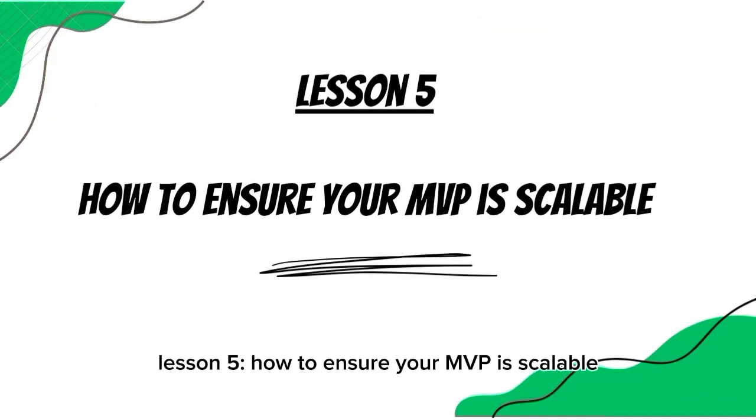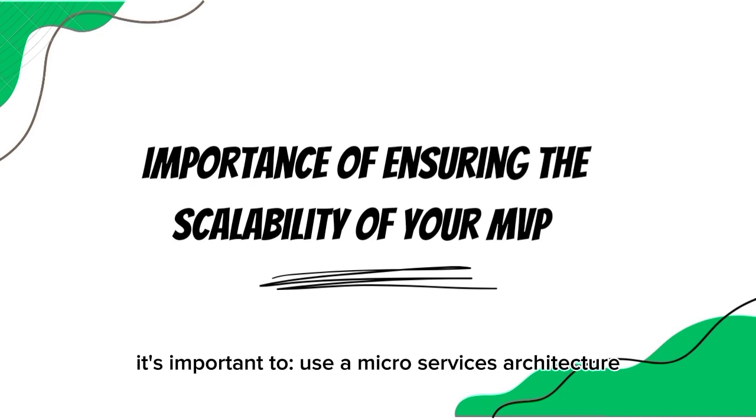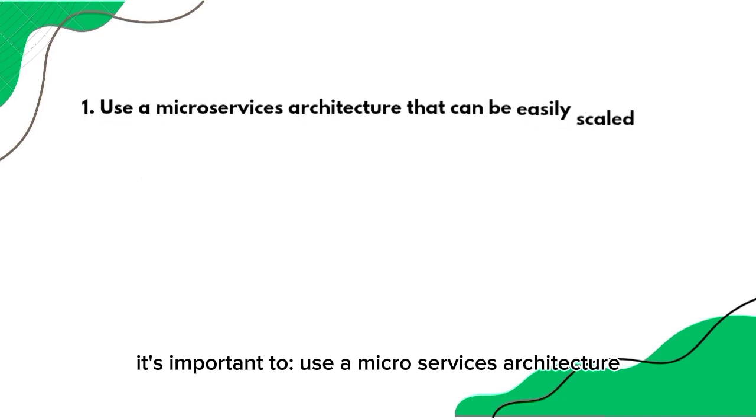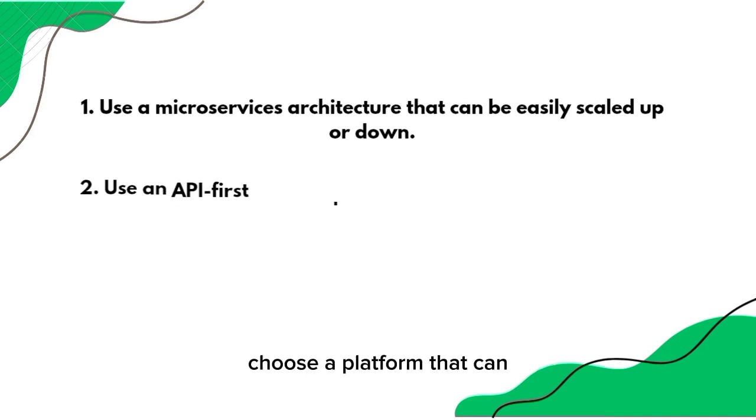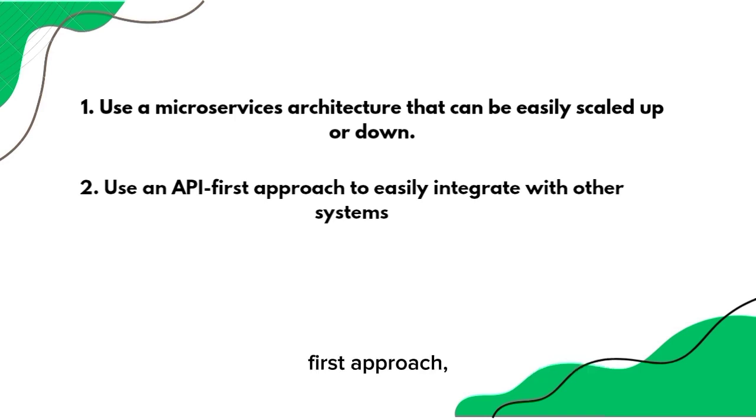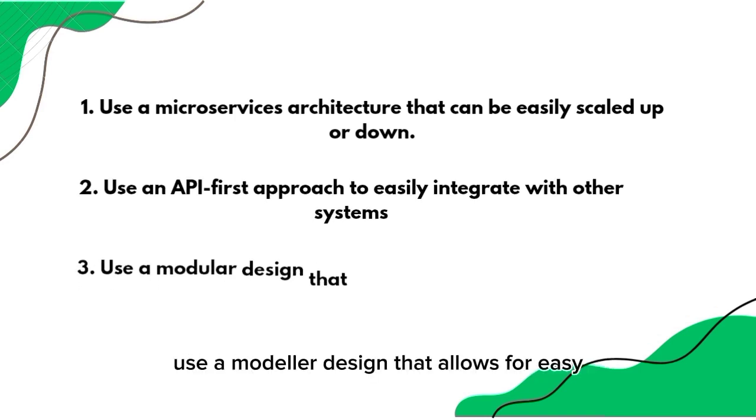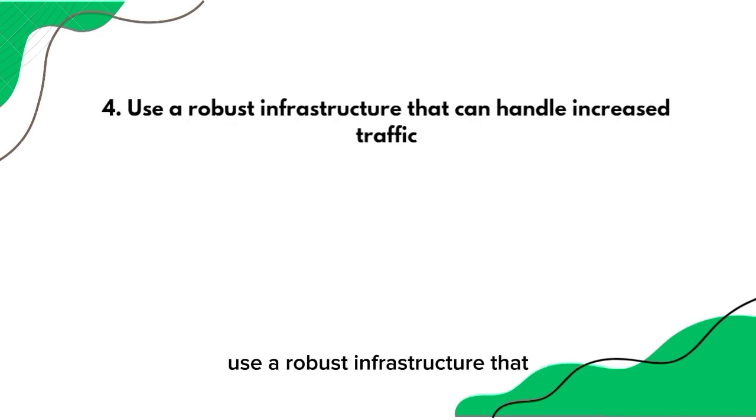Lesson 5. How to ensure your MVP is scalable. To ensure the scalability of your MVP, it's important to use a microservices architecture that can be easily scaled up or down. Choose a platform that can easily integrate with other systems using an API-first approach. Use a modular design that allows for easy addition of new features. Use a robust infrastructure that can handle increased traffic such as AWS or Google Cloud.